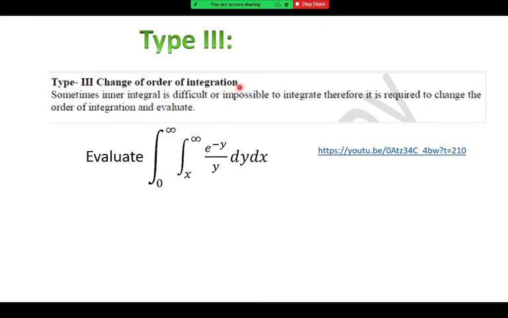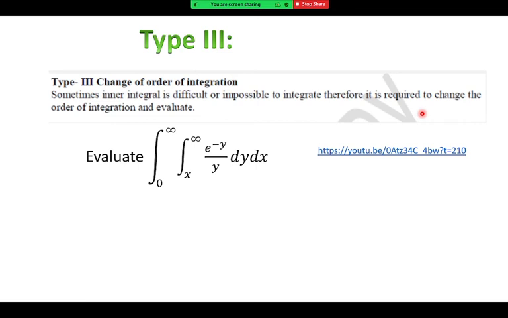Why is this required? Many times the inner integral is very difficult or impossible to evaluate. In such a case, there is a need to change the order. That is the main reason actually. But for all the numericals, all the examples in our textbook or in old question papers, they clearly mention to change the order and evaluate. So you don't have to think about that. You compulsorily have to change the order and evaluate it.